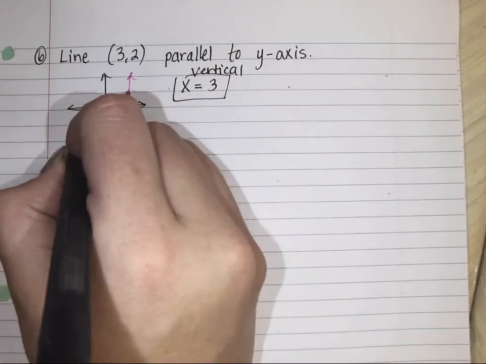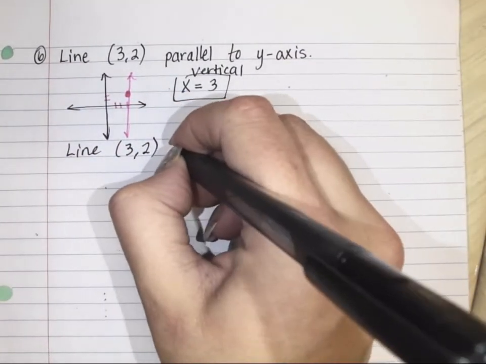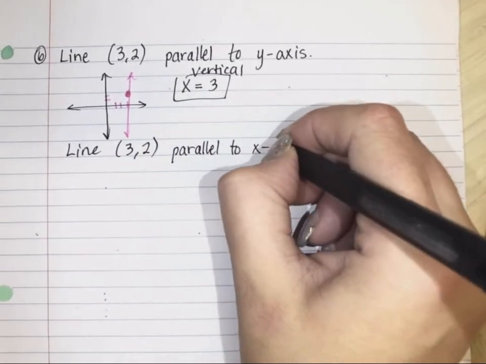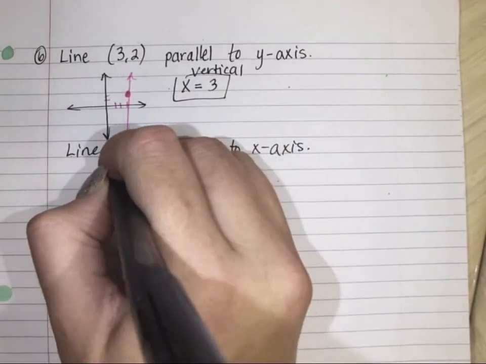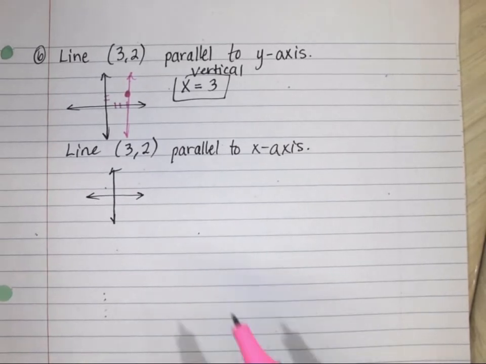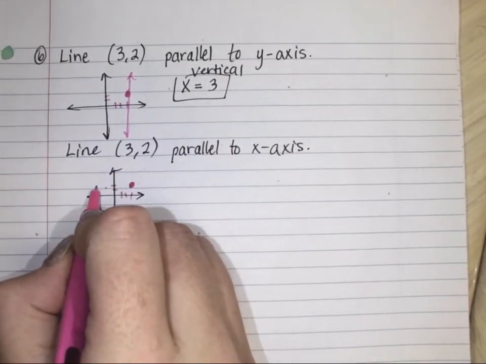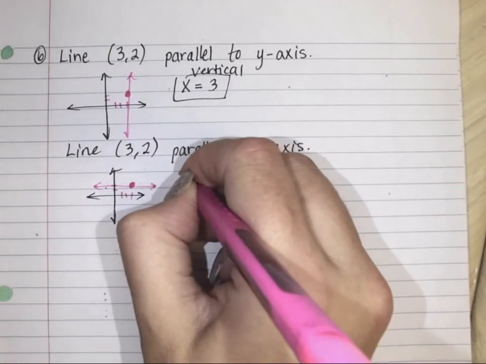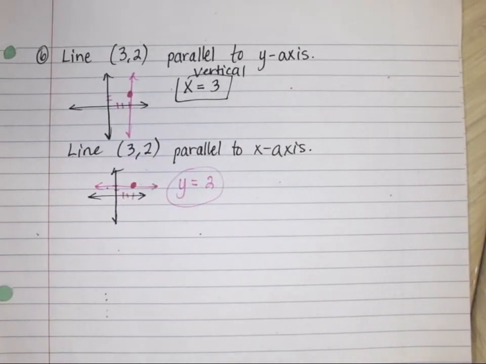Same thing, if I have the point (3, 2), and I'm told that it's parallel to the x-axis, then I've got the same ordered pair, (3, 2). But in this case, my line would be parallel to the x-axis. So your equation would be y equals 2, your y-coordinate.